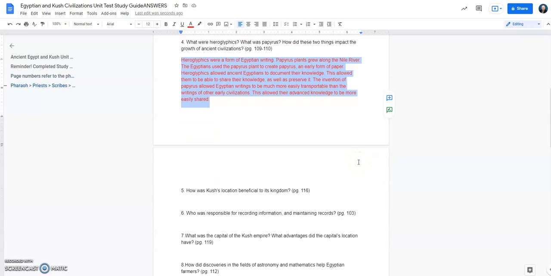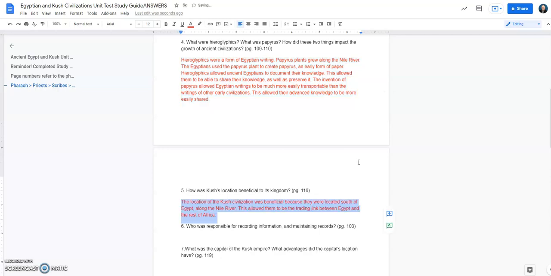Question number 5. How was Kush's location beneficial to its kingdom? So Kush was located south of Egypt in Africa. And Kush's location was beneficial because they were along the Nile River, and this allowed them to be a trading link between Egypt and the rest of Africa. So Egypt is way in the top northeast of Africa. It's at the very top. And Kush is below them.